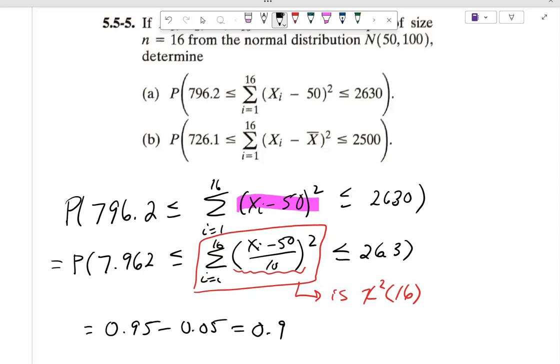I have to be able to pull the square out. That's why I have to divide everything by 100 and not 10.